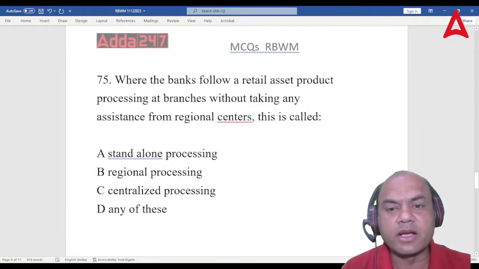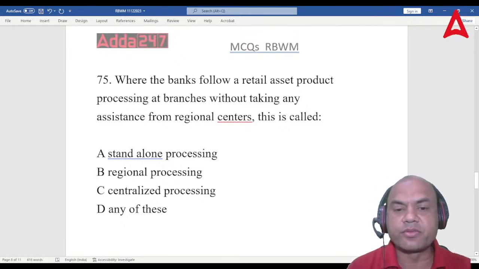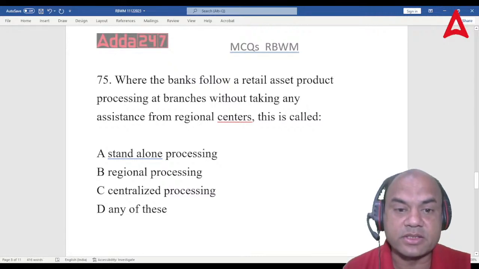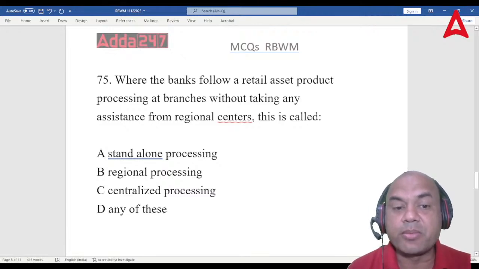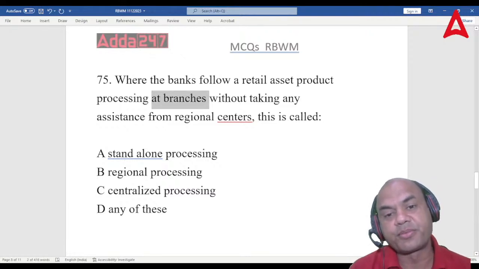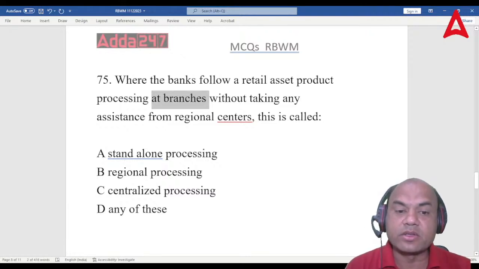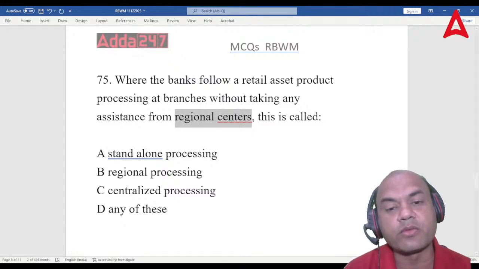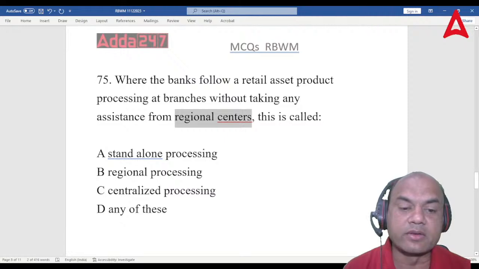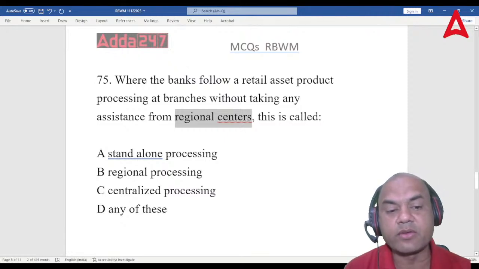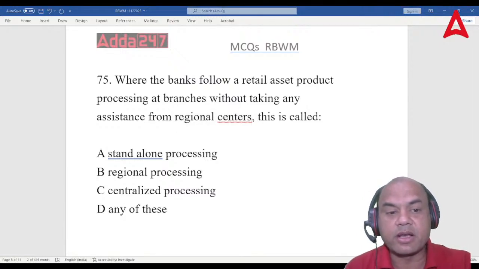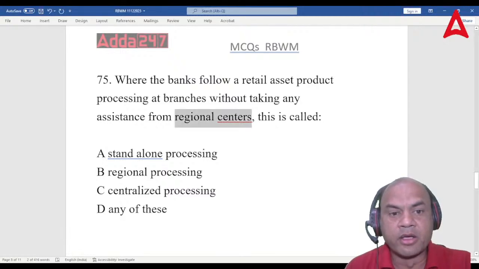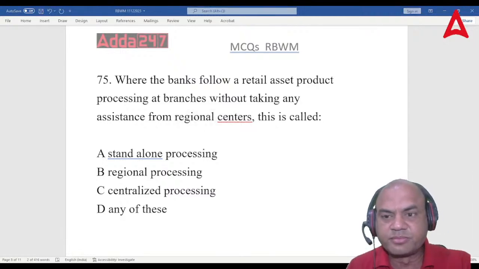Where the bank follows a retail asset product processing at branches without taking any assistance from regional centers, this is called as what? See here, the branch follows a retail asset processing at branches, so it is done at branches without taking any assistance from the regional center. So no help from the head office or zonal office or anyone. So it is called as standalone, regional, centralized, or any of these. Think about it. This is a bit tricky one. Everyone think over it.